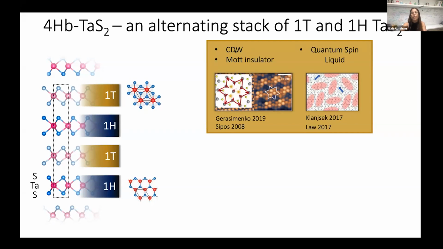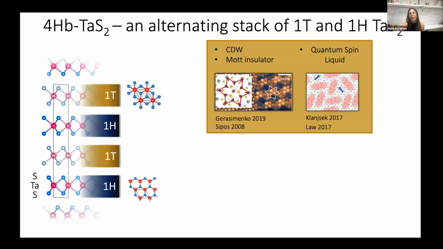at very low temperature. It shows commensurate CDW in the form of Star of David that are commensurate with the crystal structure, shown here in this cartoon, where 13 tantalum atoms are bunched together to create this form of Star of David.